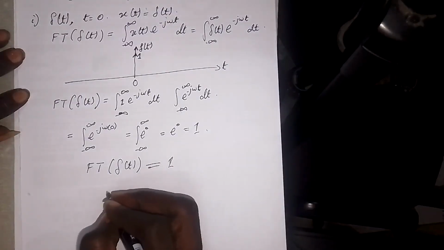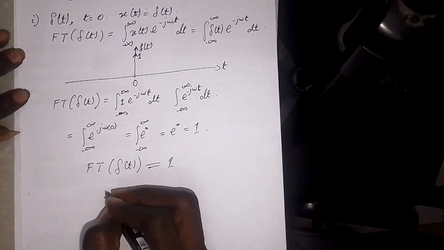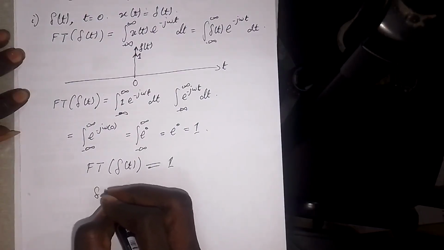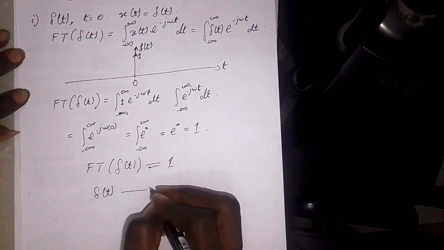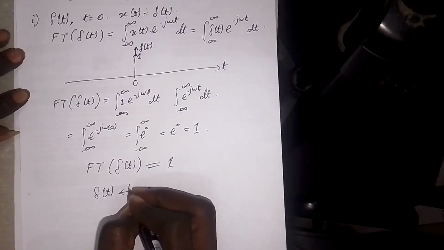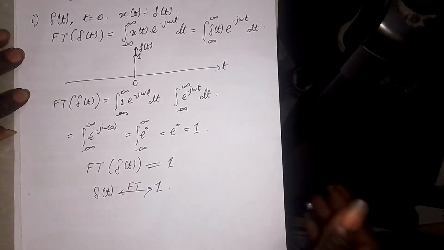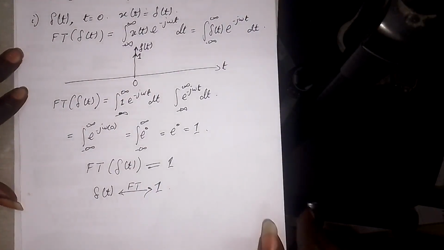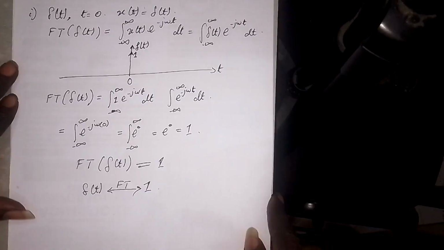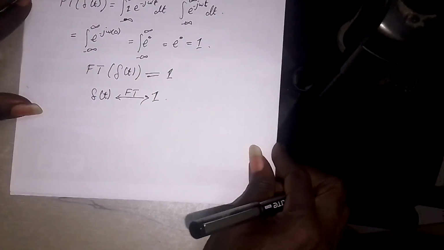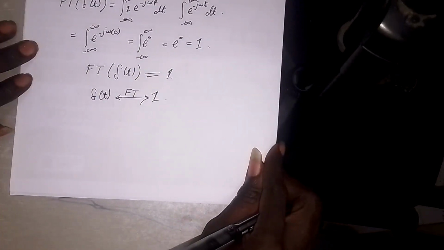You can also write it this way, that delta of t has a Fourier transform of 1. Or you can write it vice versa. So that is our first question. That's the answer. Now let's go to the second one.